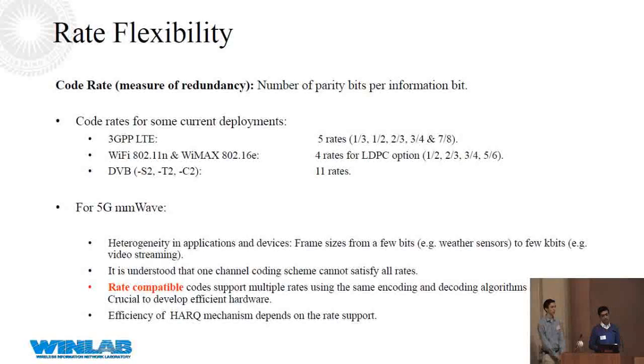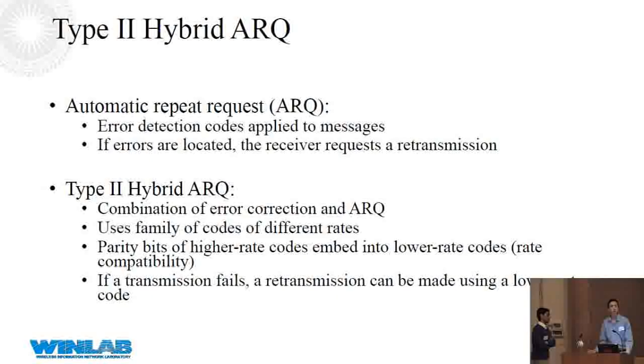Thank you. So as Swapnil mentioned, rate-compatible codes are one of our main focuses. And the reason that this is the case is because we're trying to use them in something called a Type 2 hybrid ARQ implementation. What hybrid ARQ does is it uses this combination of error correction and error detection, where we have a family of codes of multiple different rates, which all share this property where the higher rate codes, the parity bits of those codes, will actually embed into the parity bits of the lower rate codes.